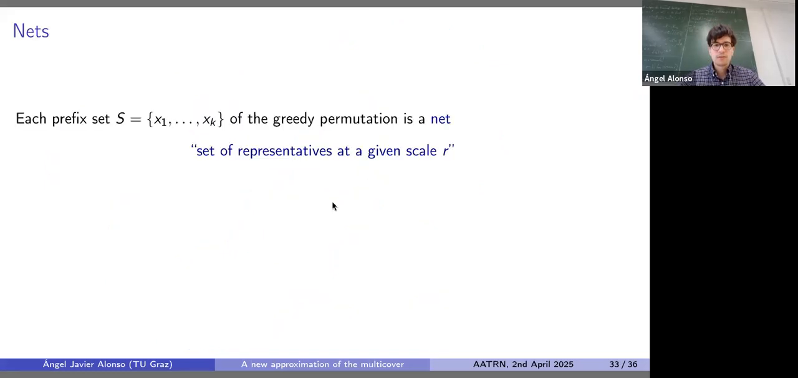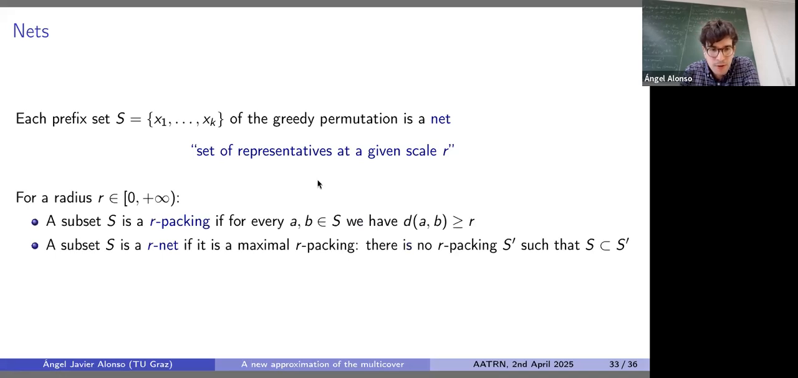And now, each prefix set of this greedy permutation is a net. I'm going to define a net now, but as an intuition, you can think of this as a set of representatives of this point cloud at a given scale. So give me a radius r, then we say that a subset S is an r-packing if all points in this subset are at least r apart.